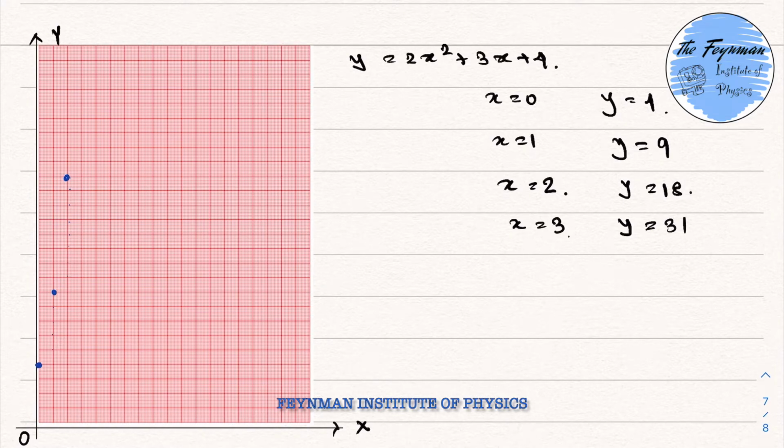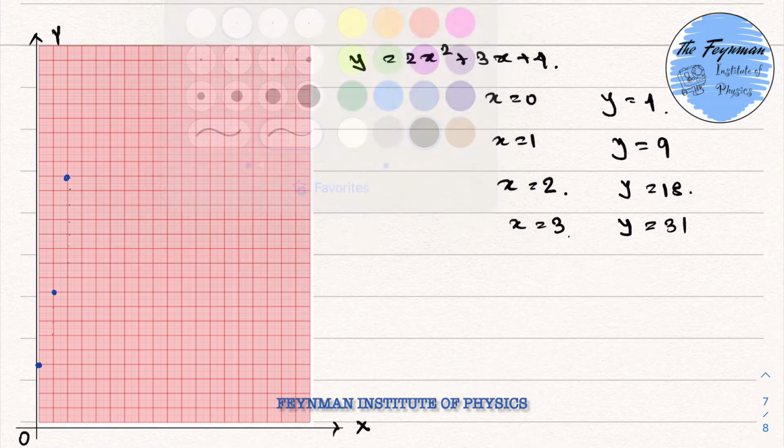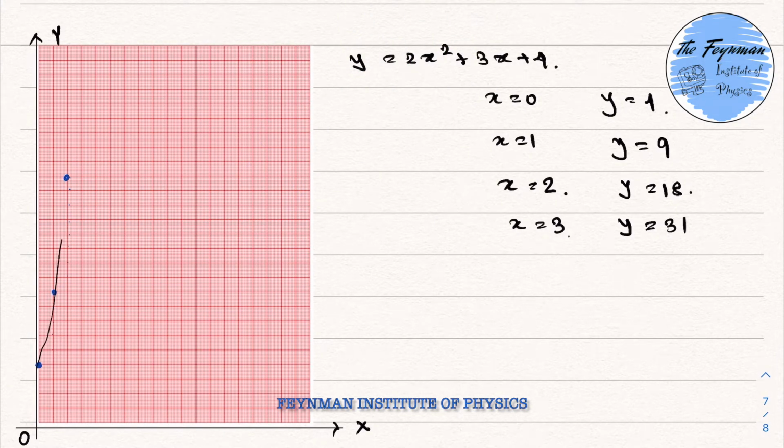We cannot represent this point on a graph paper because this point will be out of our graph paper. Now if we connect all these points on the graph paper, then we will find that this graph will look like this. The graph will continue like this.